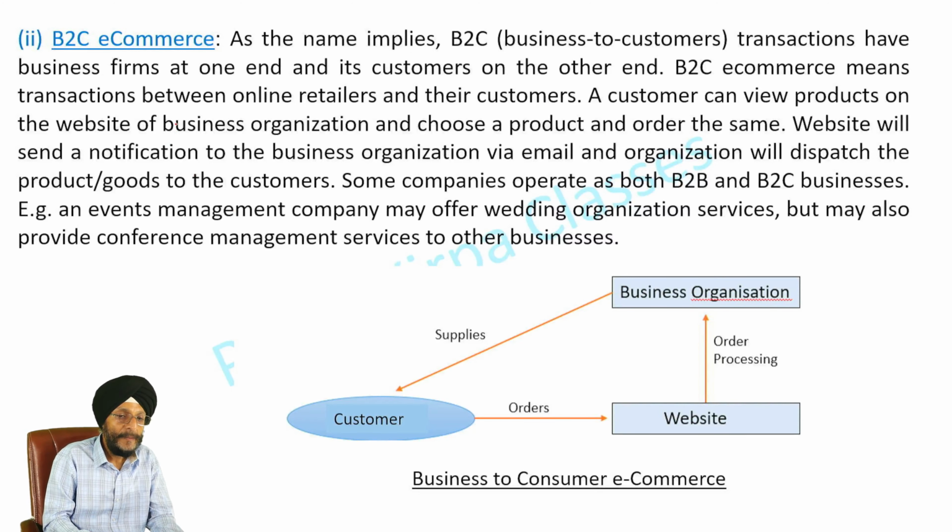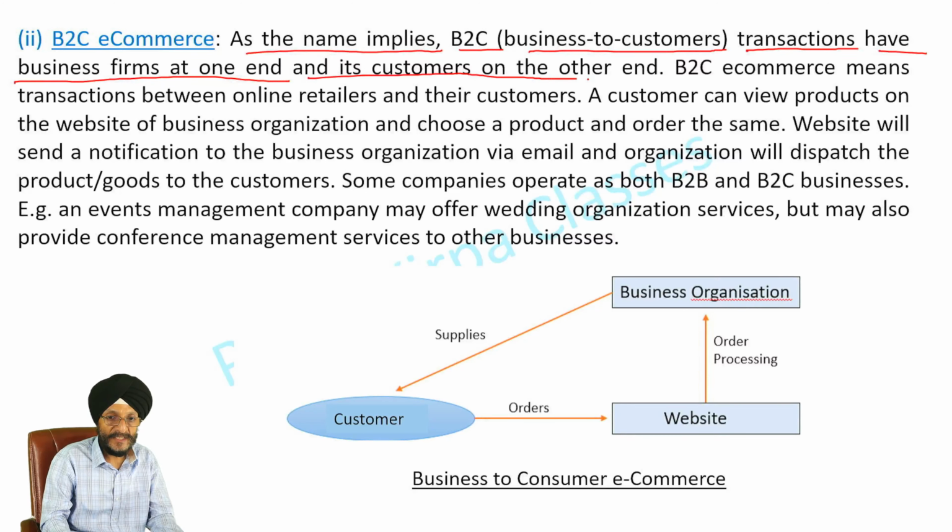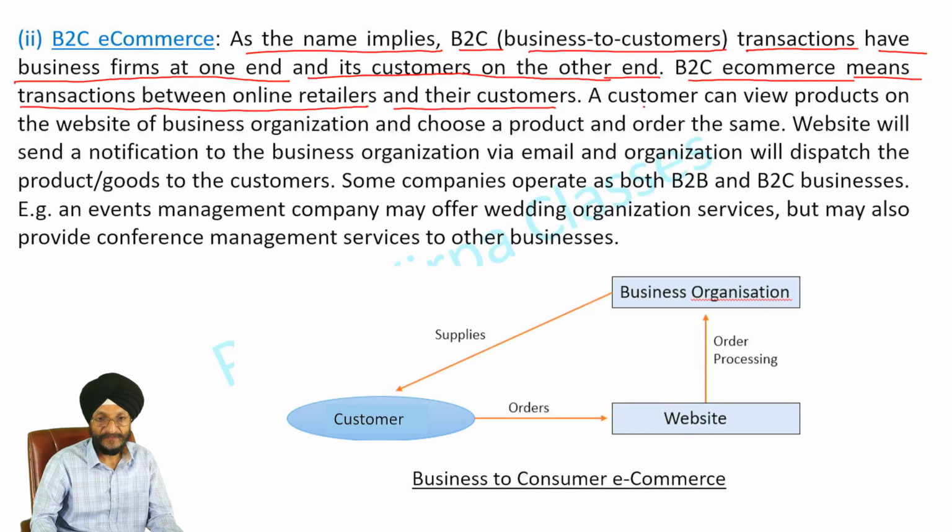Now we discuss B2C e-commerce. B means business and C means customer. As the name implies, B2C business to customers transactions have business firms at one end and its customers on the other end. B2C e-commerce means transactions between online retailers and their customers.